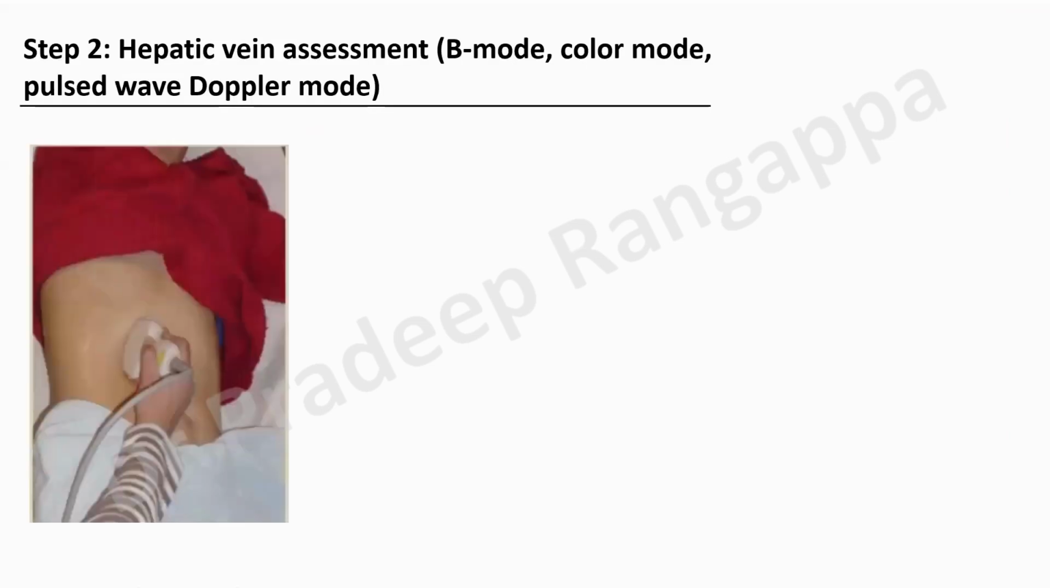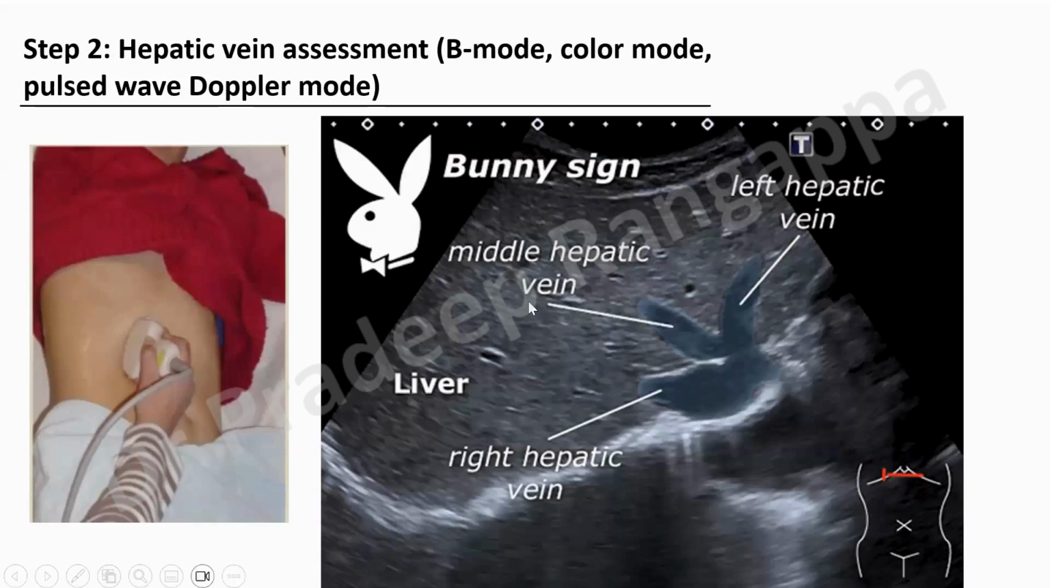So for doing the hepatic vein, you need to keep the probe a little lateral to the sternum, and you would typically see a bunny sign. It's the face of a rabbit. The two ears are the left hepatic vein and the middle hepatic vein. The right hepatic vein looks like the face of the rabbit. So this is called the bunny sign.